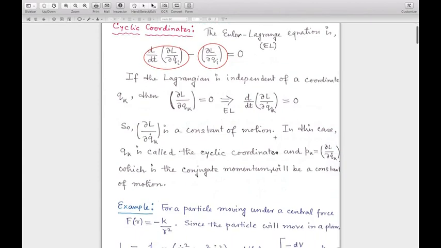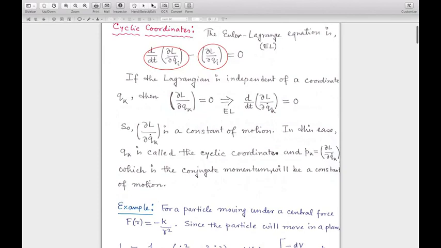Now, this case where q_k does not appear explicitly in the expression of the Lagrangian is called a cyclic coordinate, and p_k, which is defined as ∂L/∂q_k dot, which becomes a constant or invariant of motion, is known as the conjugate momentum of q_k.